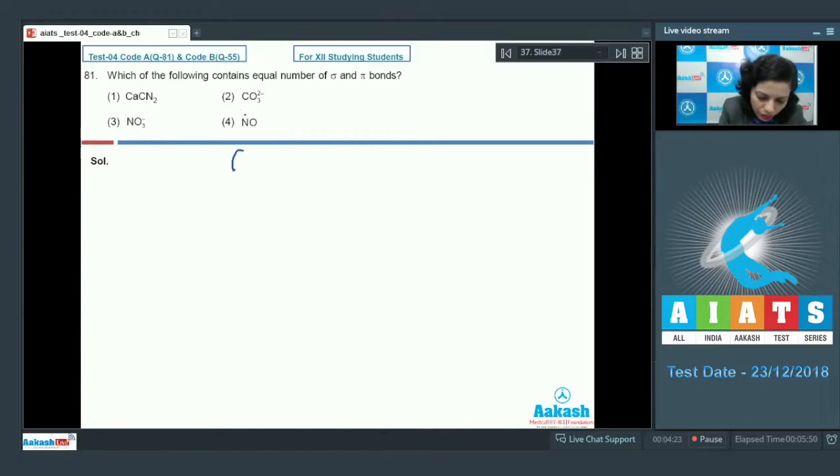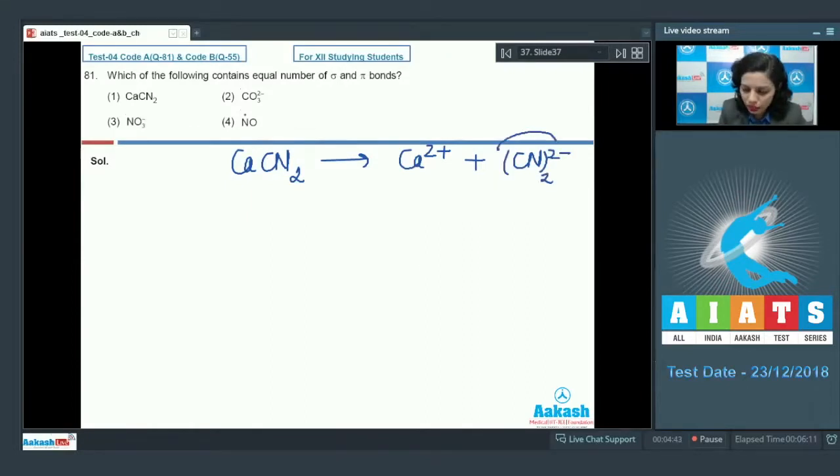So first we have this ionic compound CaCN2. It basically consists of one ionic bond between calcium and CN2, so it can also be written as Ca2 plus and CN2 2 negative. Now we have this ion. We have to check in this ion how many sigma and pi bonds are present. This ion can be represented as carbon joined with 2 nitrogen atoms in this way, and both of these nitrogen atoms have negative charge.